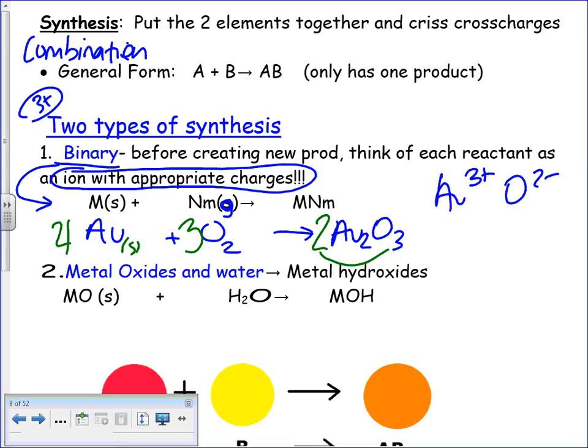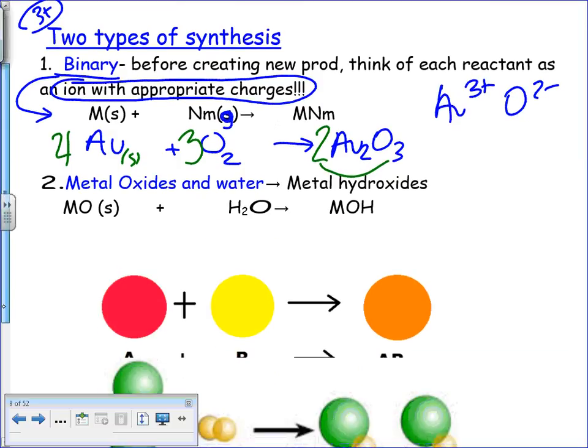Metal oxides and water. Metal oxide, give me a metal. Not gold again. Platinum. Let's go representative just so we can get the charges. Lithium oxide. So what's lithium oxide when you put it together? Li2O, because Li has a 1+ charge, oxygen is a 2- charge, crisscross. Okay, and water is just water. So when it goes together, it makes metal hydroxide.